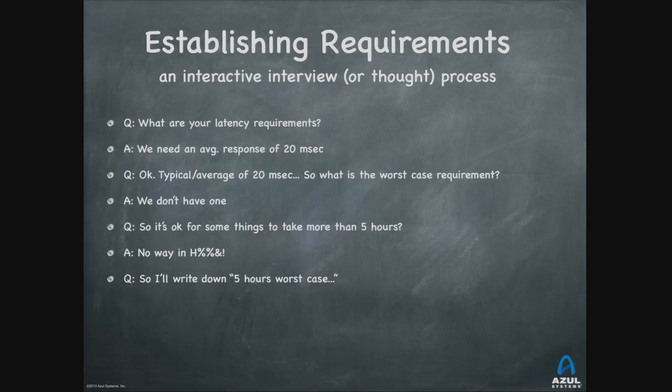This is not the requirement. How often do you get, what's your worst case? 20 milliseconds. I get that, and that's the very next step. Look at this. Yeah, thanks for the softball.